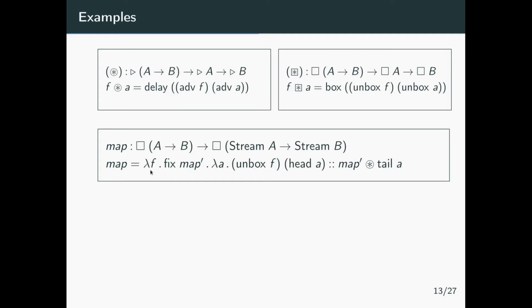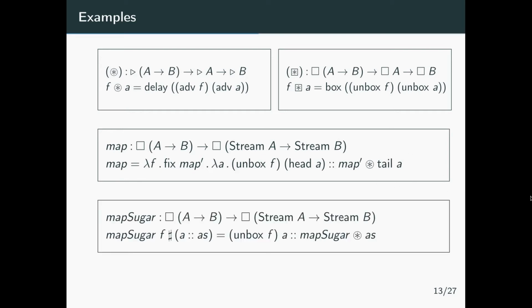Well, we get the box thing up front, then we do a fixed point, and we want to do a fix of map, then we get the stream, then we want to apply the F to the head of A, and to do that we have to unbox it, right? So now we pull the F inside the map, and to do that we unbox it, and we apply to head, and then we do that recursively, right? And here we use the applicative structure, right? So here we say we delay, we do the recursive call, and we apply to the tail, which is then advanced, okay?